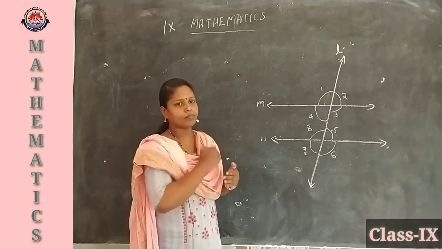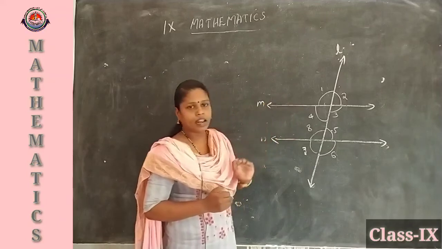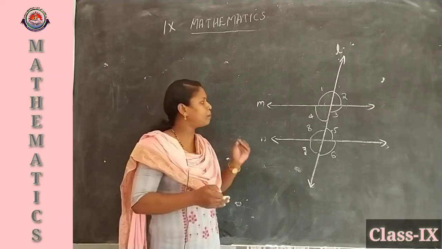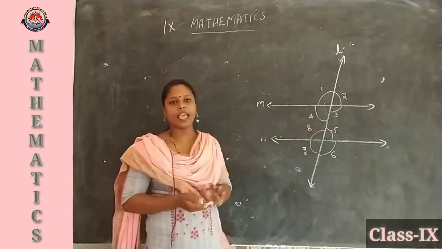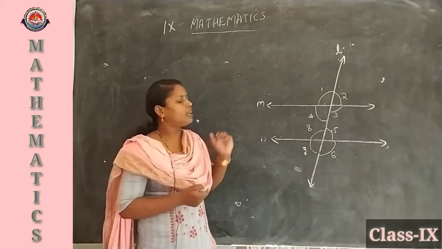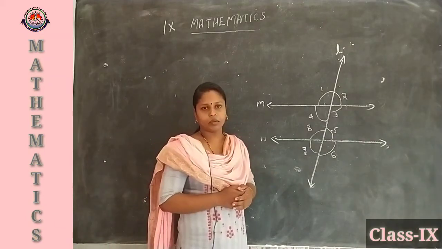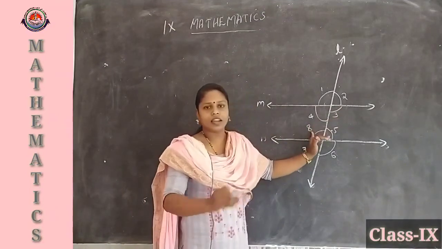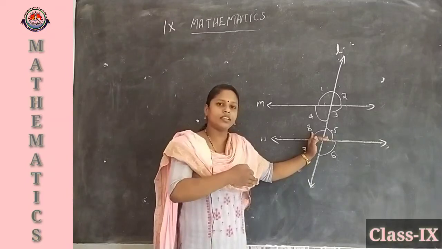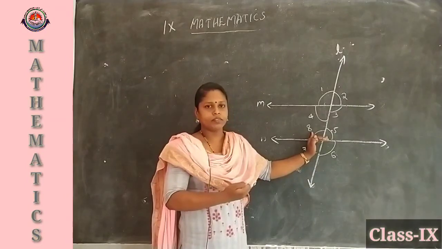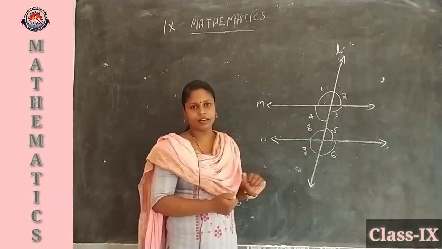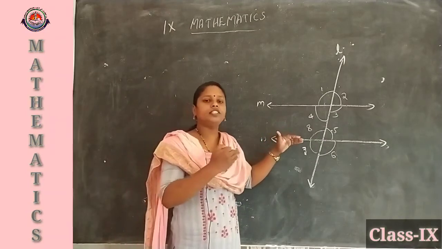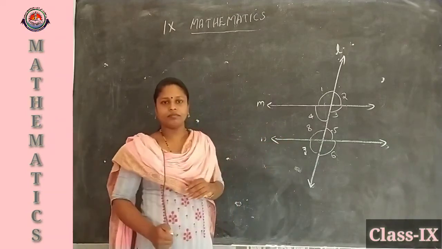And the next theorem: if a transversal is intersecting any two lines such that a pair of alternate interior angles is equal, then the lines will be parallel. That is, in the second case, the alternate interior angles are given. If the alternate interior angles are equal, then the lines will be parallel. If the lines are parallel, then the alternate interior angles will be equal.